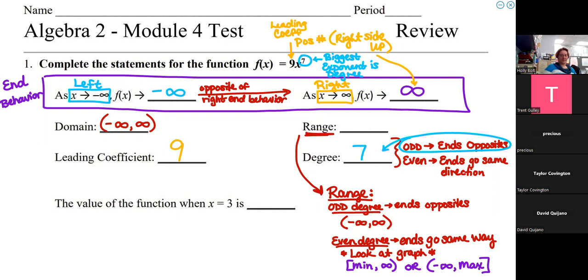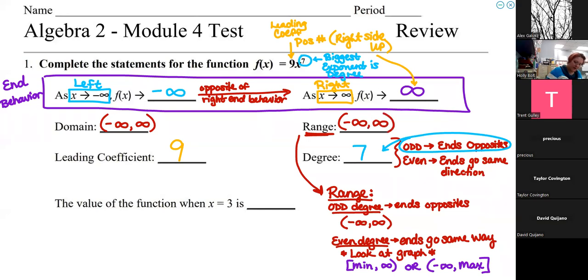Do we need to look at the graph on this one? No. So what is my range? If I don't need to look at the graph, what is my range? What would I write down for the range here? Negative infinity to positive infinity, yes. All right, we have almost everything filled out here. We have just one more piece that we need to talk about. And that's this part right here.